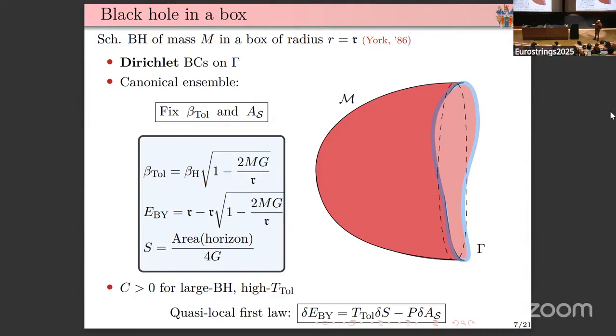Notably, though, what York showed was that these systems have positive heat capacity, at least for large enough black holes relative to the size of your boundary. And perhaps this isn't so surprising, because this is the same thing that happens when you put black holes in AdS. You can find systems where you have positive heat capacity. What this means is that the canonical ensemble is well defined in this context. And what's more is that you can take these thermodynamic quantities and derive a quasi-local first law, where now E_BY, this Brown-York energy, appears on this side here, but you also have a new term, this kind of pressure-area-like work term as well.